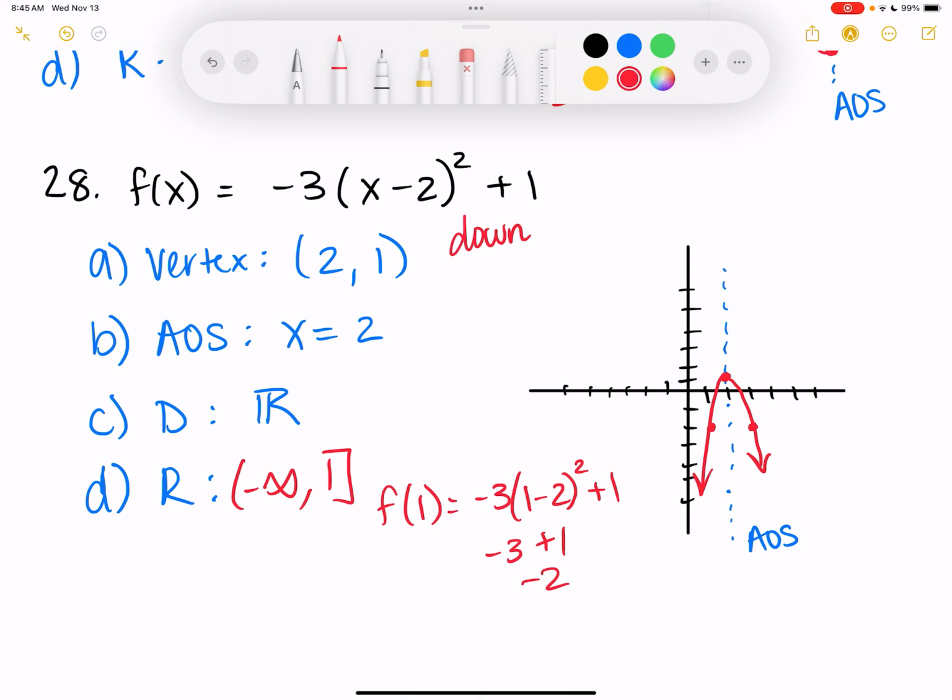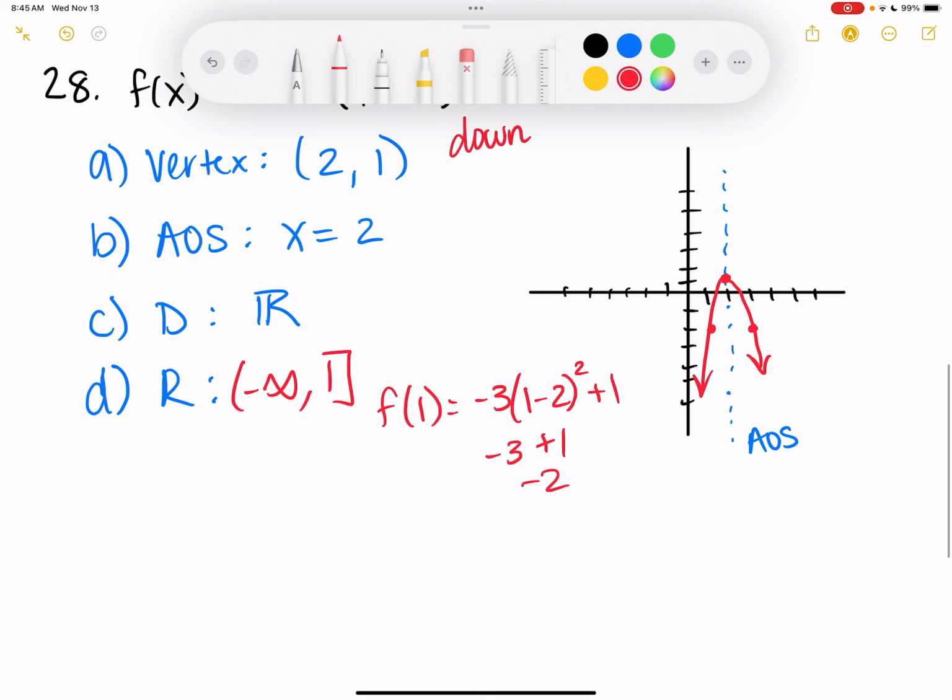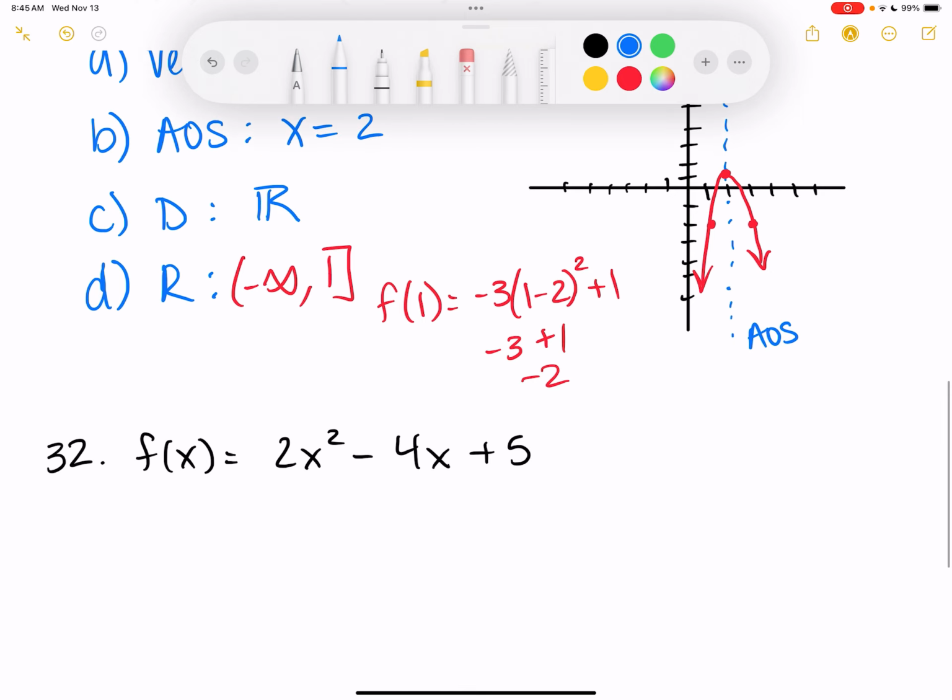All right, so those ones are in vertex form. Those ones are a little easier to get the information you need for the graph. Not that the other ones are hard, it's just different. So let's look at one that's in standard form. So that'll be the ax squared plus bx plus c form. So 32, f of x equals 2x squared minus 4x plus 5. So this is A, this is B, and this is C, and any signs that they have to go with them. So like B is actually -4.